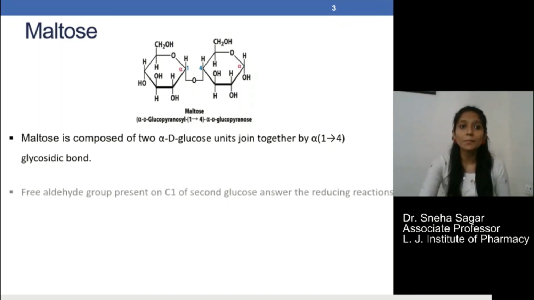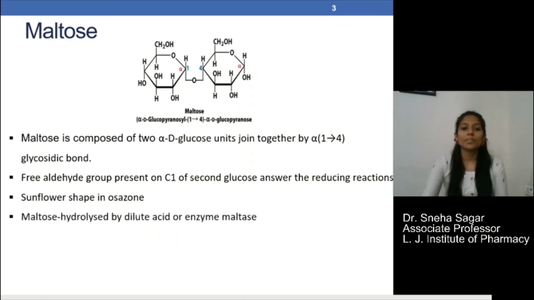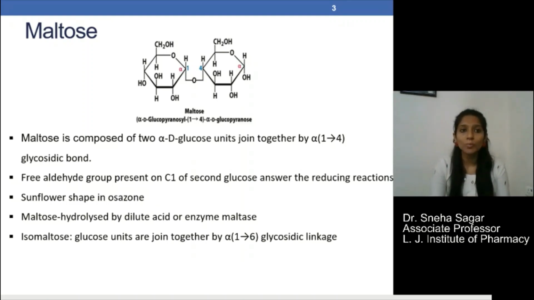So besides osazone formation, maltose can be hydrolyzed by dilute acid or the enzyme maltase to liberate two molecules of alpha D glucose. Another example is isomaltose. In case of isomaltose, the glucose units are held together by alpha 1,6 glycosidic linkage.